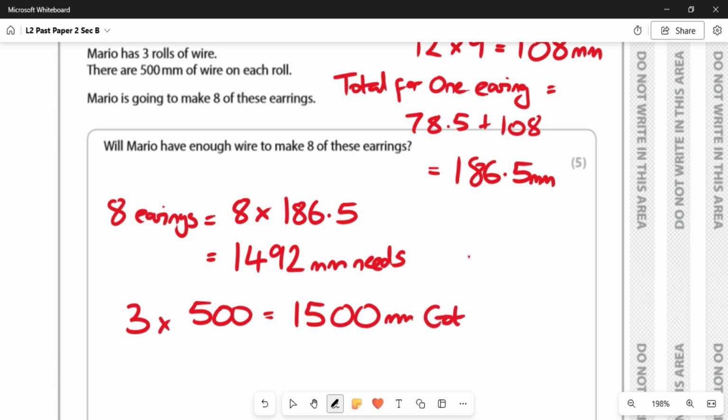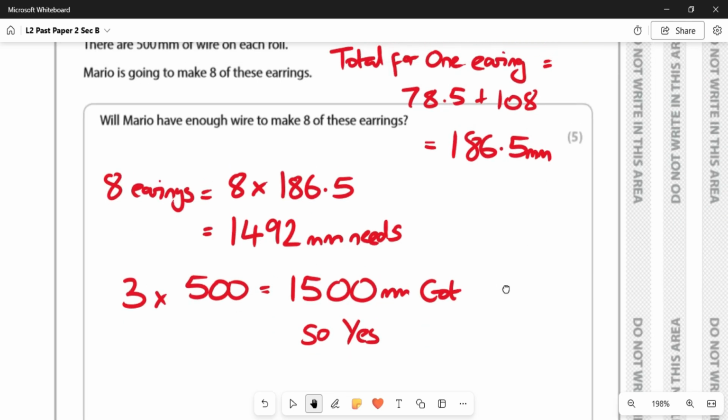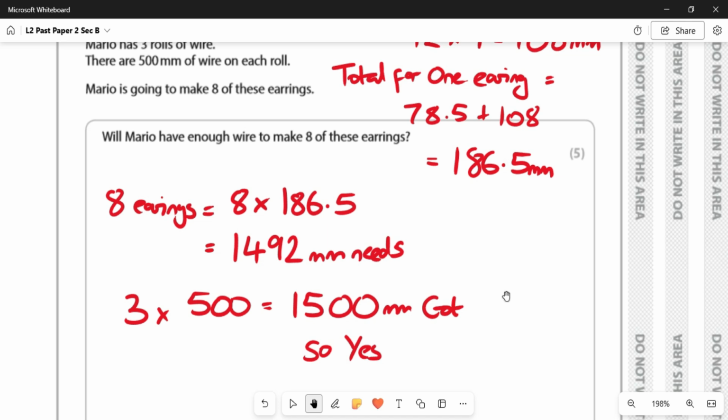So can you see it's pretty close? If you don't get anywhere near the 1,500, then you know you've gone wrong somewhere here. We got pretty close. That's what he needs. That's what he's got. So will Mario have enough wire? Yes, he will. Yep, and there's your 5 marks for that question. Well, let's move on to the next question.